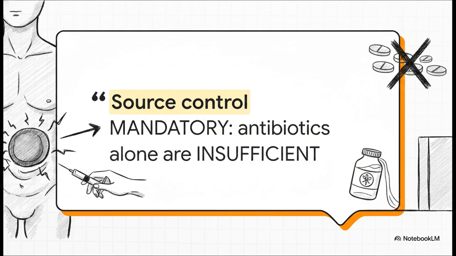Burn this golden rule into your brain. For intra-abdominal abscesses, source control is mandatory. Antibiotics alone are completely insufficient for a cure. You can pop a patient full of the strongest, broadest spectrum antibiotics on earth, but if there's a walled-off collection of pus, they are not getting better. It has to be drained. Never, ever choose an antibiotics-only answer for a confirmed abscess.